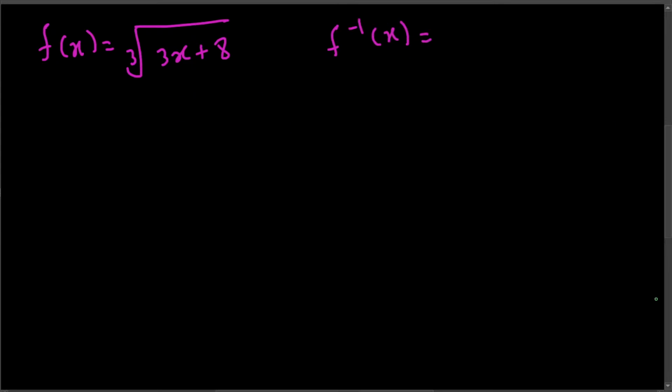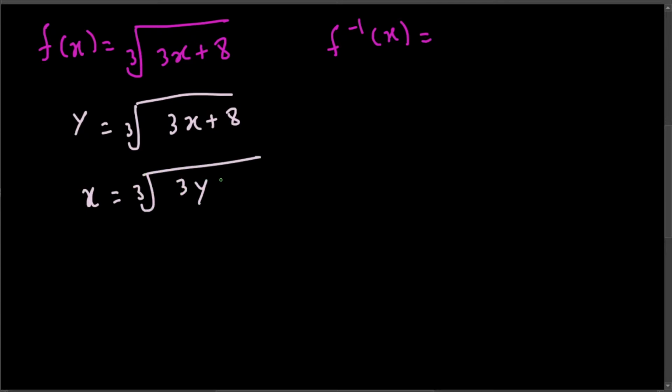Now again we have to do the same thing. We write this in terms of y, then 3x plus 8. Then we replace the y with x and x with y. So this is going to be x is equal to cube root of 3y plus 8. Then we solve for y.